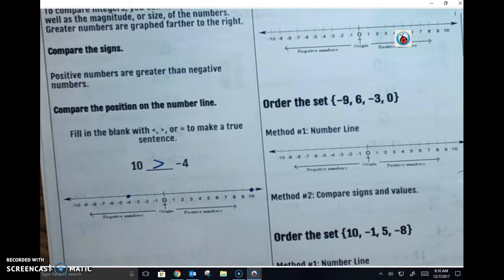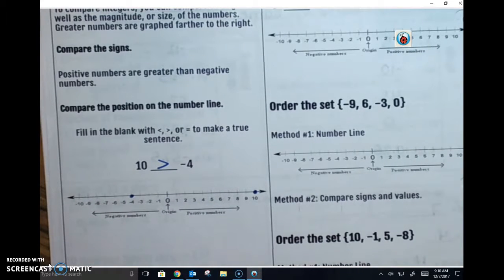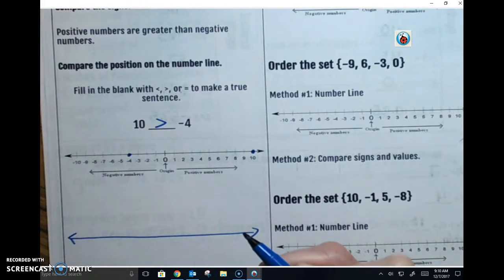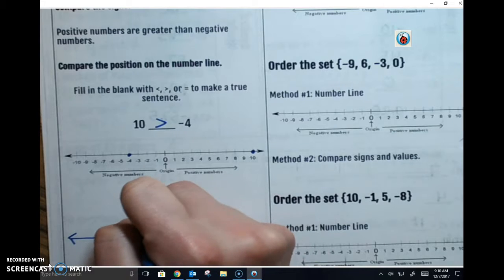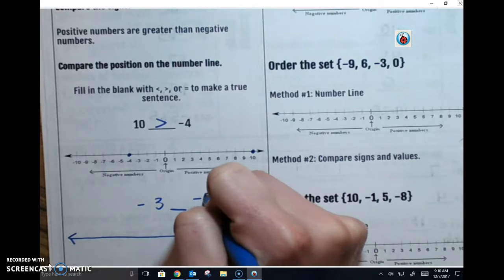Let's go ahead and put another number line on here. We're going to draw it. And we're going to be doing negative 3 compared to negative 5.